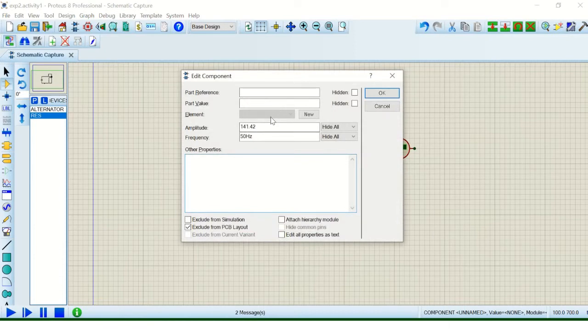I set the amplitude to 141.42 volt and the frequency to 50 Hz. How did I get the amplitude? I just put it in the formula, which is VP equal to VRMS times square root of 2, and get the 141.42 volt. In the circuit, VRMS is 100 volt and the frequency is 50 Hz.